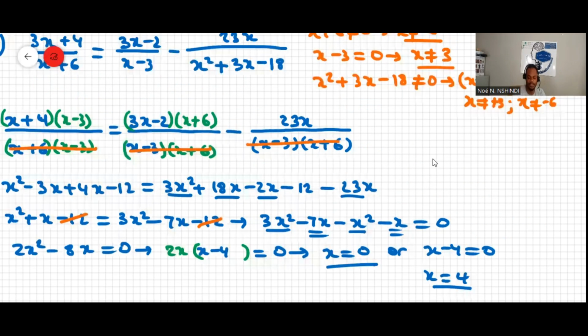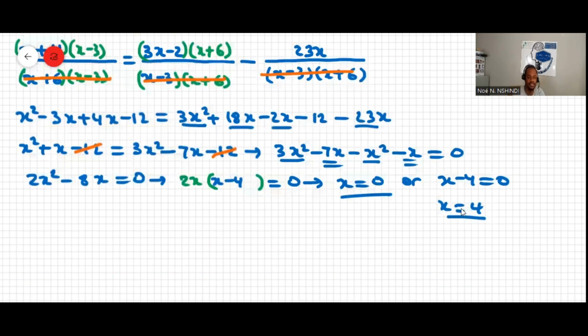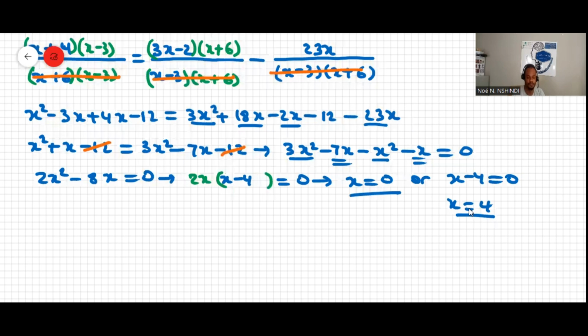Let's see if it breaks a restriction. No, so the answer is correct. x can be 0 or x can be 4. Thank you.